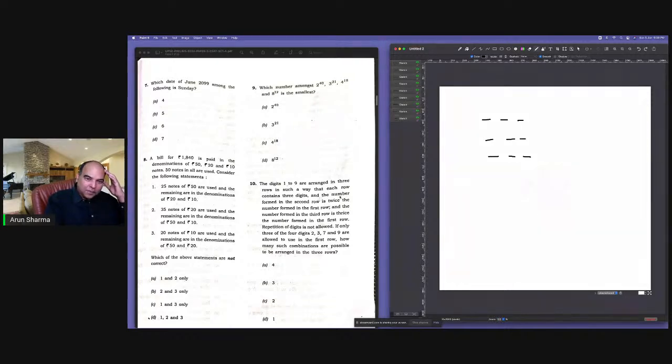So digits 1 to 9 are arranged in 3 rows in such a way that each row contains 3 digits and the number formed in the second row is twice the number formed in the first row. So this number is twice this number, so that means you need a multiplier of 2 between this to this. Double, this is not sum of digits, please remember this.